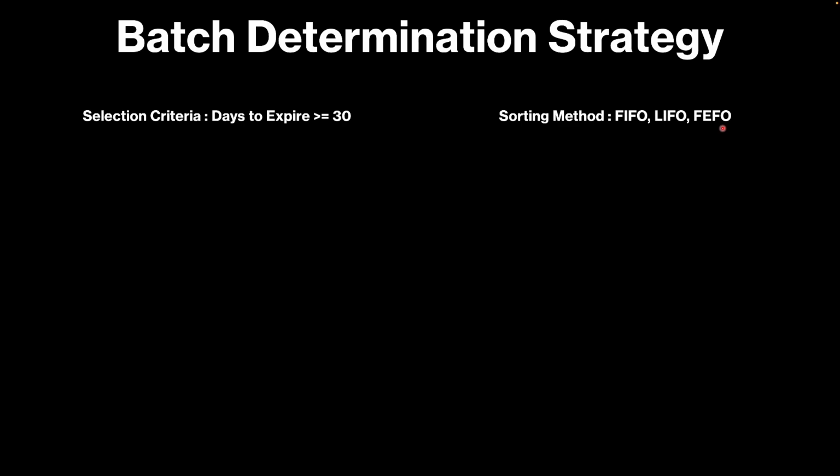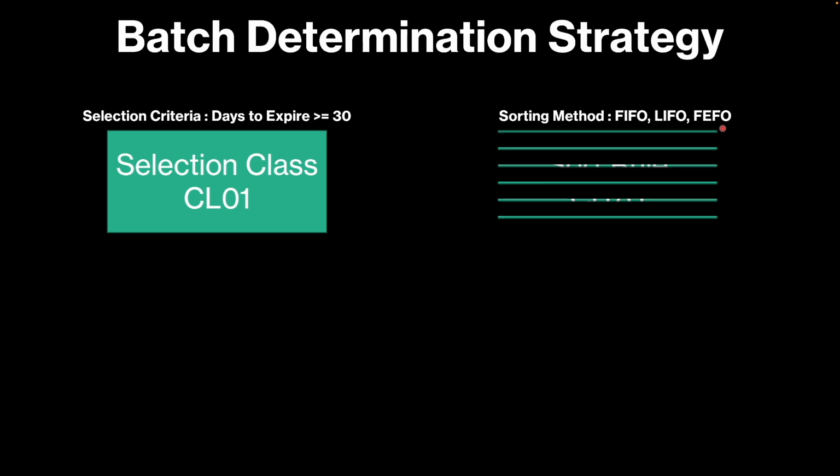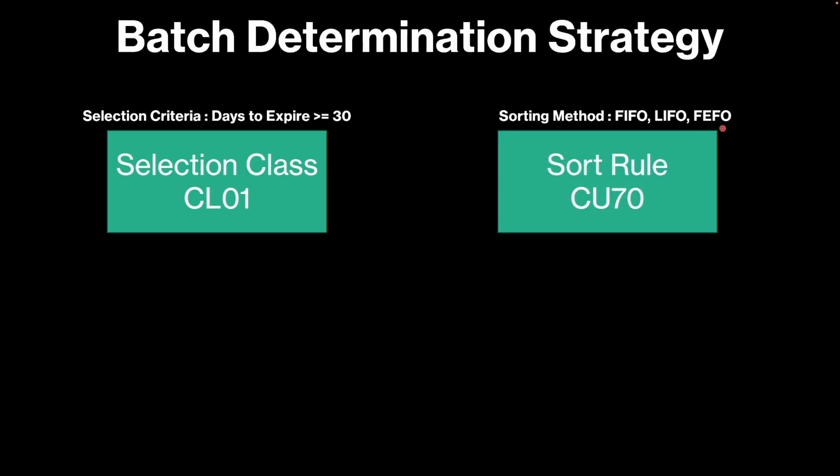So we need to design these two things in SAP. To design these entities, for selection criteria, we have selection class. So we'll have to create a selection class wherein we'll assign multiple characteristics based on which the system will do this selection process. And for sorting method, we have something called a sort rule. The T code for creation of this selection class is CL01, and the T code to create this sort rule is CU70.